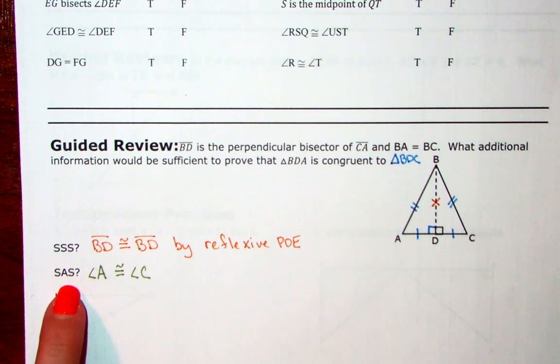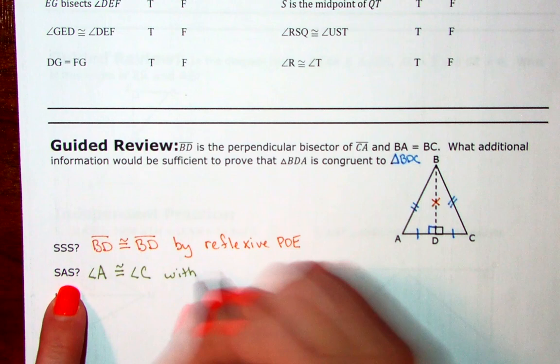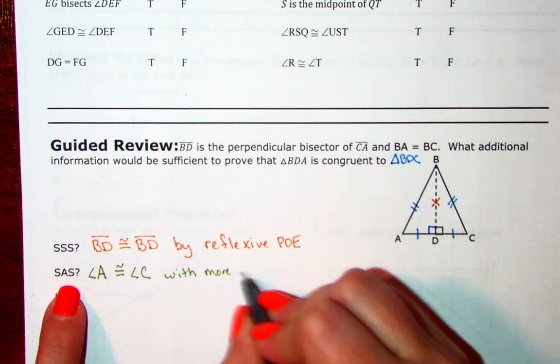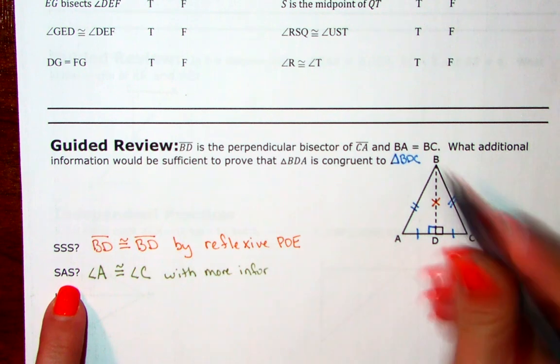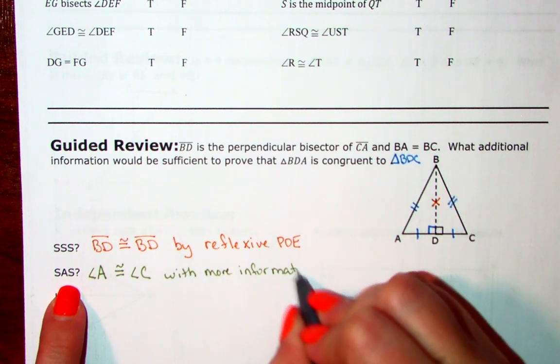So angle A needs to be congruent to angle C, okay? And so I would need more information, because there's no way right now to show that without first using something else to prove congruent.